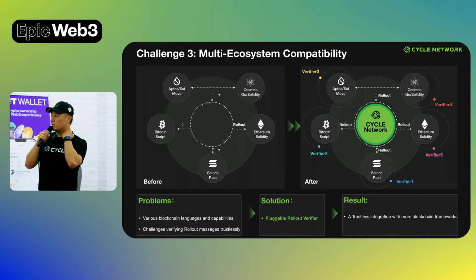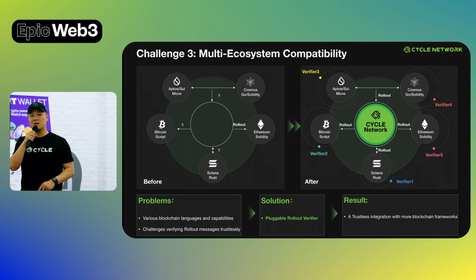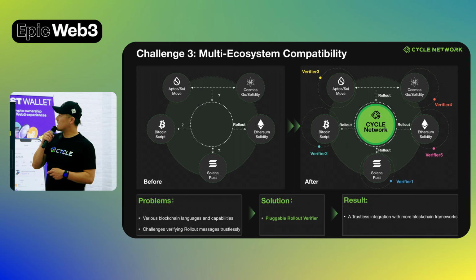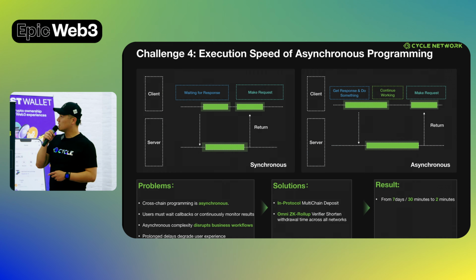We all know there are various blockchains with different smart contracts, tackled by different developers and users. The challenge is also about verifying the rollup message and its trustability. So here is what Cycle does: we use the pluggable rollup verifier. As you can see, there are 5 verifiers to tackle the ecology we want. The result is a trustless integration with more blockchain frameworks.